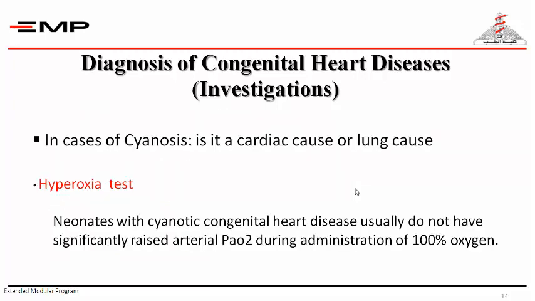In cases of cyanosis, we need to differentiate whether it's a cardiac cause or a lung cause. This can be done by a hyperoxia test. We all know that if the patient is cyanotic because of congenital cardiac disease, the PO2 is not a factor in the issue. Neonates with cyanotic congenital heart disease usually do not have significantly raised arterial PO2 during administration of 100% oxygen. On the other hand, in lung causes, if we administer 100% oxygen, it can raise the PO2. So it is a test for differentiation between a cardiac cause or a lung cause for cyanosis.